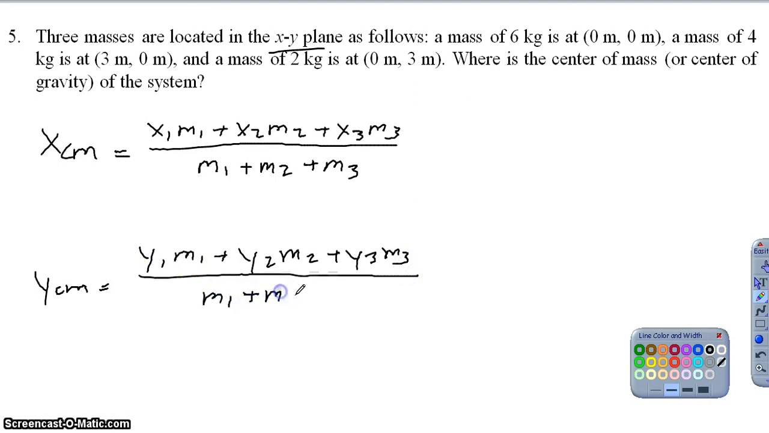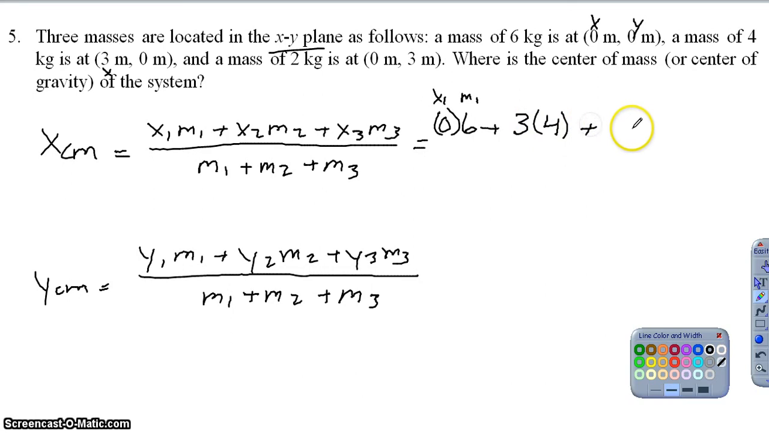So in and of itself, as long as we know the approach to take, not a terribly difficult problem. They tell us that the first mass is 6 kilograms and is at 0, 0, so the x coordinate is 0 and the y coordinate is 0. Plugging in, my first mass is 6, its x1 is 0, plus the second one is at a position of 3 meters for my x value, so my x2 is 3, that second mass is 4 kilograms, plus the third mass is once again at 0, and it has a mass of 2 kilograms.